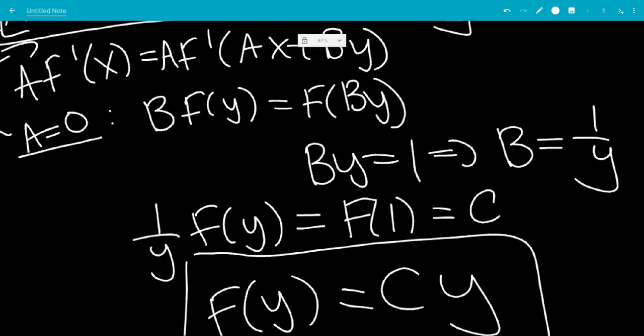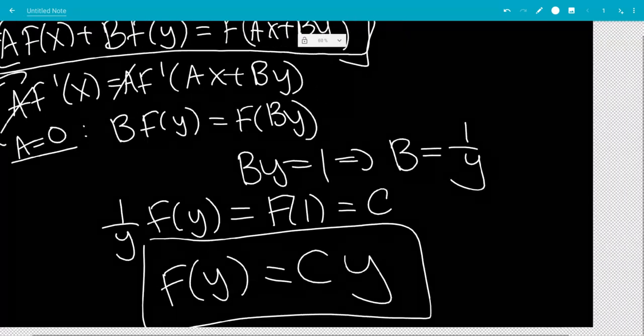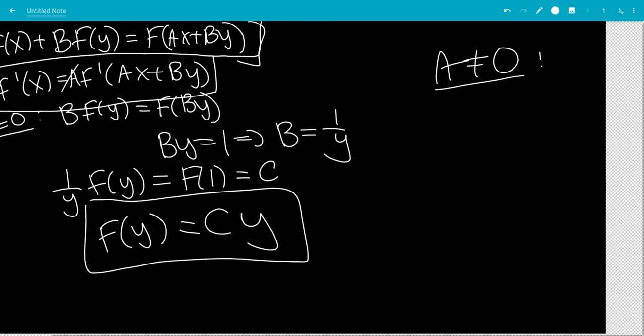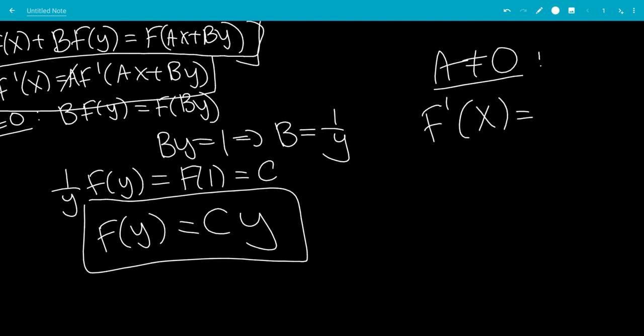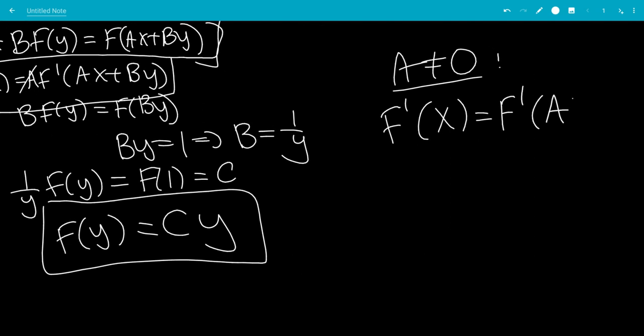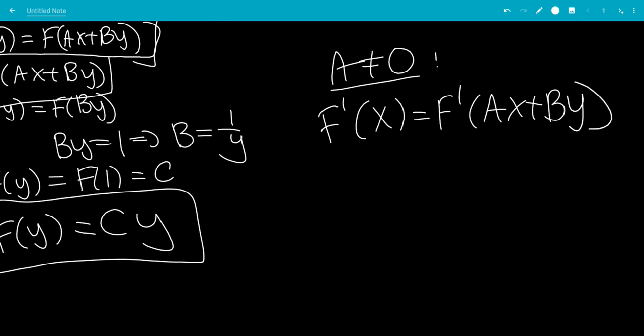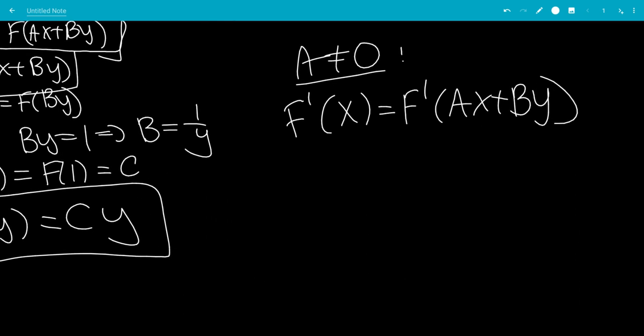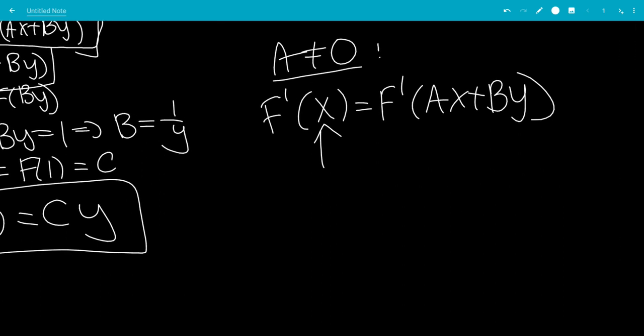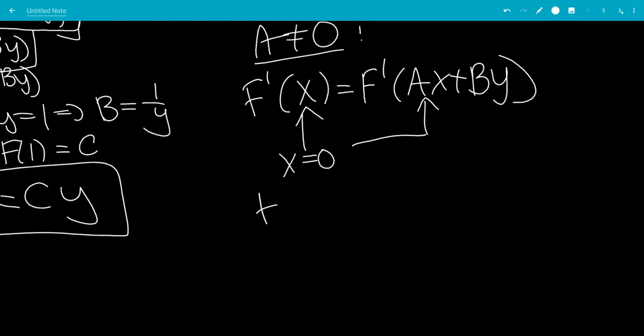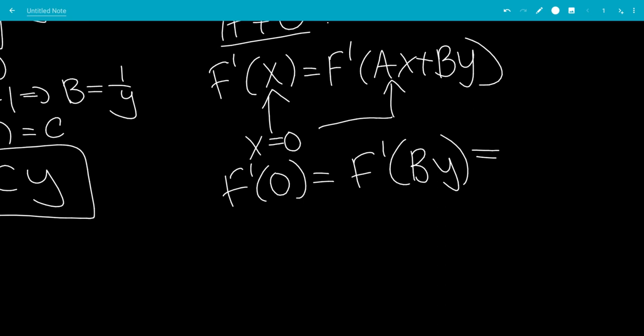Now we can divide by a, leaving us with f'(x) equals f'(ax + by). Now we want this to be a number, so let's just let x equal 0. We also want this to disappear, so that makes sense with x equals 0. So this will be f'(0) equals f'(by), because the ax term goes away since it's 0. And f'(0) is a constant.